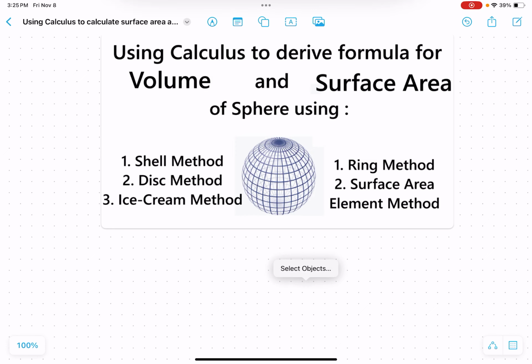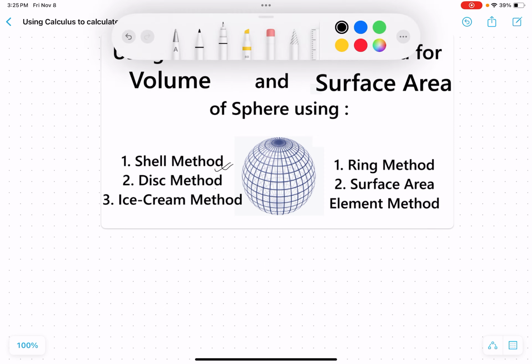Formula for volume and surface area of a sphere using the shell method, disk method, and ice cream method. I'll tell you what these are. This might look weird now. And also the surface area using the ring method and surface area element method. So we'll just chill and try to understand.